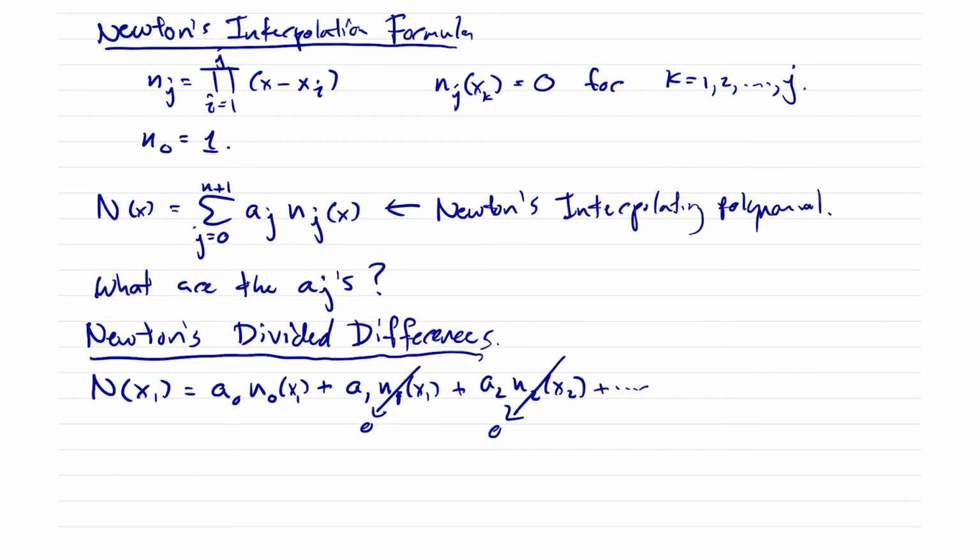So then what that leaves me with is it just tells me that N of x1 should be equal to a naught times N naught of x1, but then again, that was just 1, and we know that this N of x1, if this is an interpolating polynomial, should be equal to just y1. Okay?